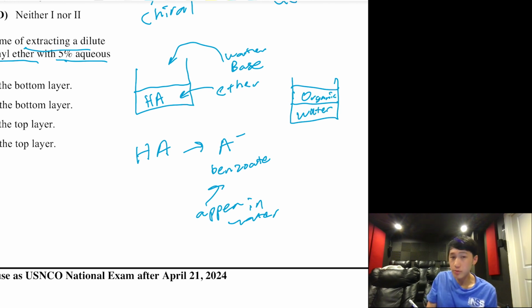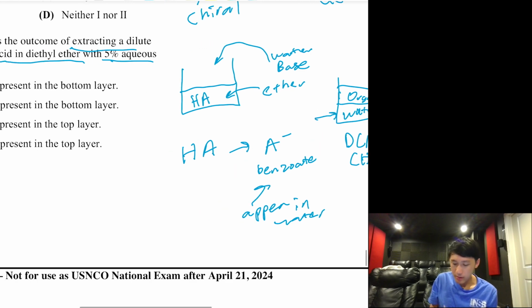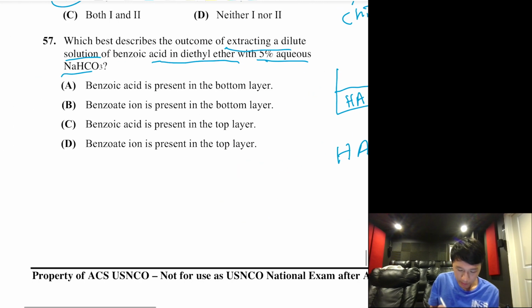And this holds true in most cases, except when the solvent is halogenated, like DCM, dichloromethane, or chloroform, like CHCl3. But ether does not fall in this category, so we're going to have something like this. So as we said, we're going to have benzoate, and it's going to appear in the water layer. And in this case, water is on the bottom. Therefore, we're expecting the benzoate ion to be present in the bottom layer, and B is our correct answer.